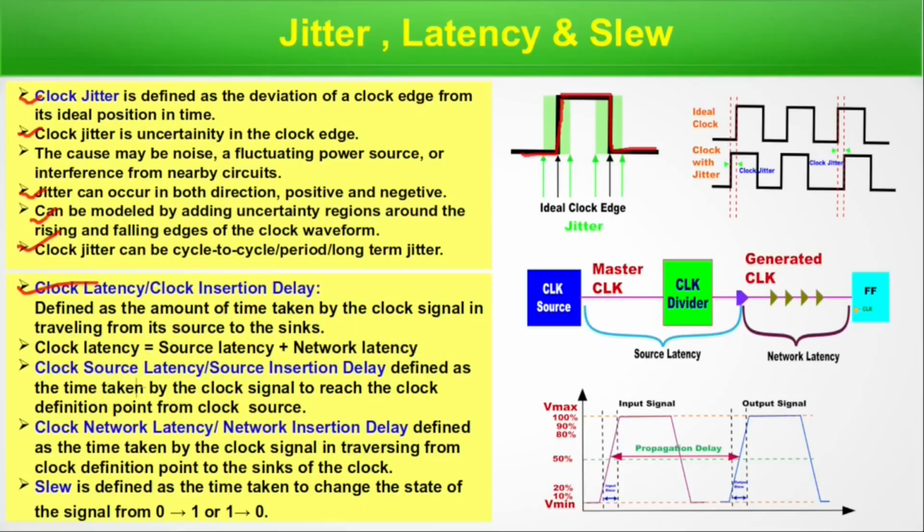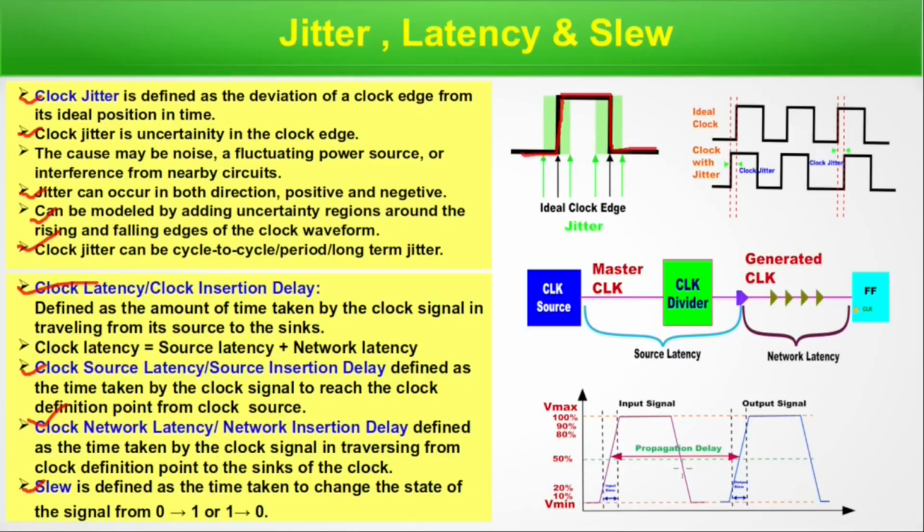Clock source latency is defined as the time taken by the clock signal to reach the clock definition point from the clock source. That is the definition point and that's the source. The time taken by the clock signal to travel from clock source to clock divider is clock source latency. Clock network latency, or network insertion latency, is the time taken by the clock signal in traversing from the clock definition point to the sinks of the clock. So altogether, total latency is source latency plus network latency.